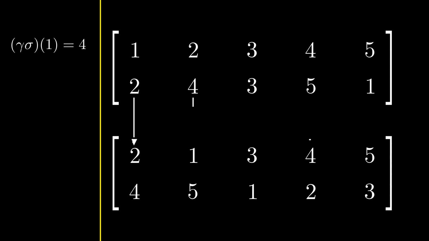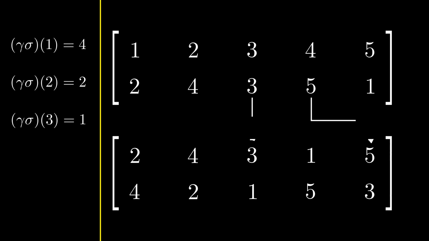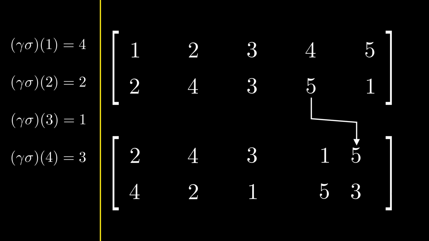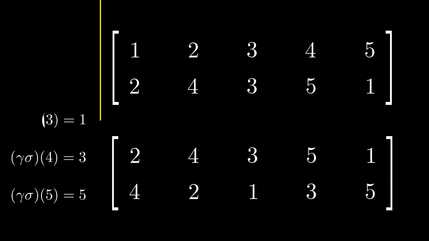Similarly, sigma of 2 is 4 and gamma of 4 is 2. Therefore, gamma of sigma of 2 is 2. Thus, we see under the composition, similarly, 3 maps to 1, 4 maps to 3, and 5 maps to 5. As we rearrange the columns previously, we can put the top row of sigma together with the bottom row of gamma to create the composition gamma of sigma in simplest form in array notation.